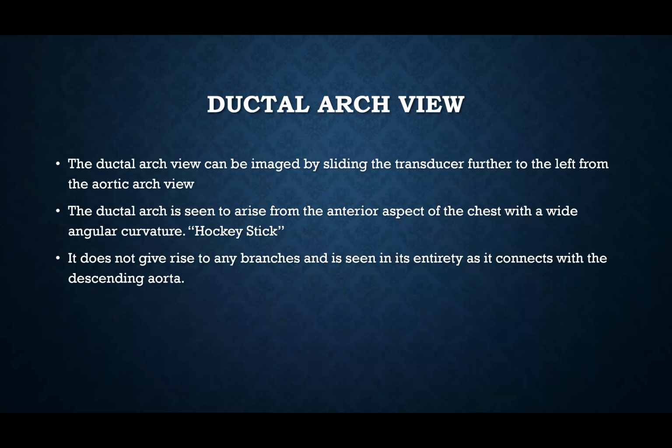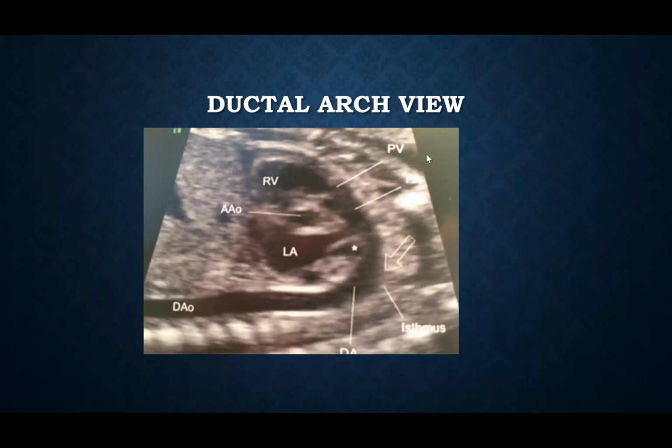The ductal arch view can be imaged by sliding the transducer further to the left from the aortic view, and it comes out more like a hockey stick. It arises from the anterior portion of the heart, more from the right ventricle. It looks more like a hockey stick and it's longer here. This is the ductus arteriosus that is connecting it to the aorta right now. That closes up after the baby is born.